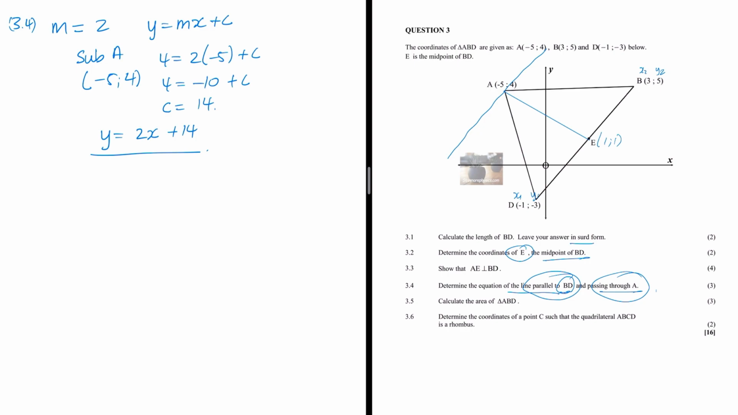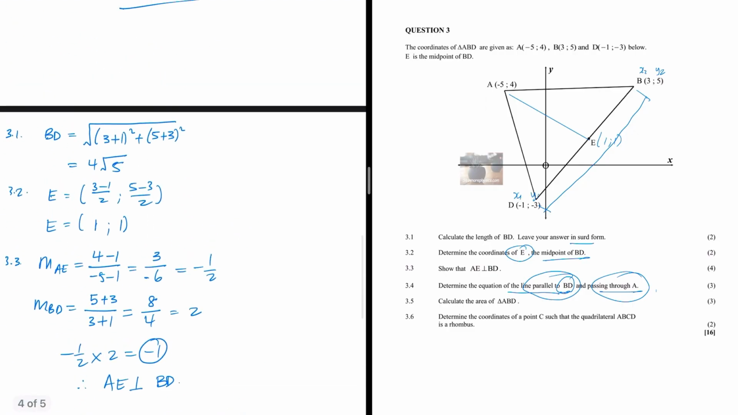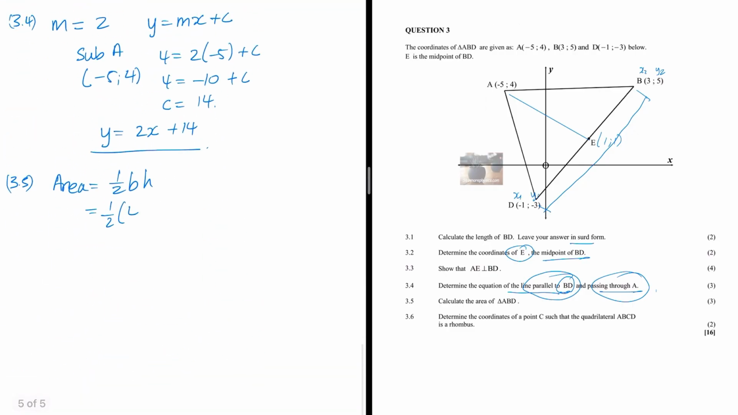Now question 3.5. Calculate the area of triangle ABD. Okay, so to calculate the area, we know the length of this. We know this length. So the area of a triangle is going to equal half the base times the height. We know the base. We worked out the base in the previous question. So the base was 4 square root 5. All we need to do is work out the height. The height is AE. So we can work out AE really quickly.